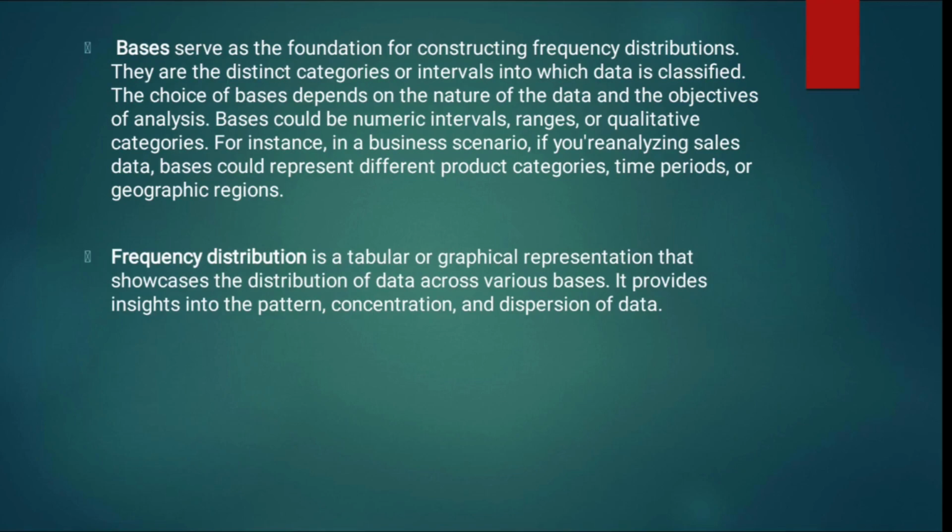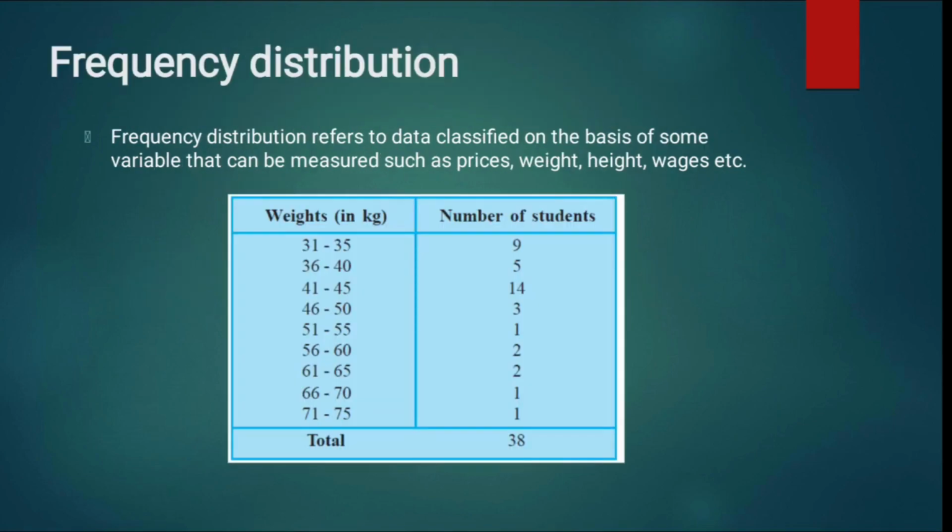Frequency distribution. What is frequency distribution? It is a tabular or graphical representation that showcases the distribution of data across various bases. It provides insights into the pattern, concentration, and dispersion of data. Here is an example of frequency distribution, as it refers to the data classified on the basis of some variables. It can be measured as price, weight, height, wages.